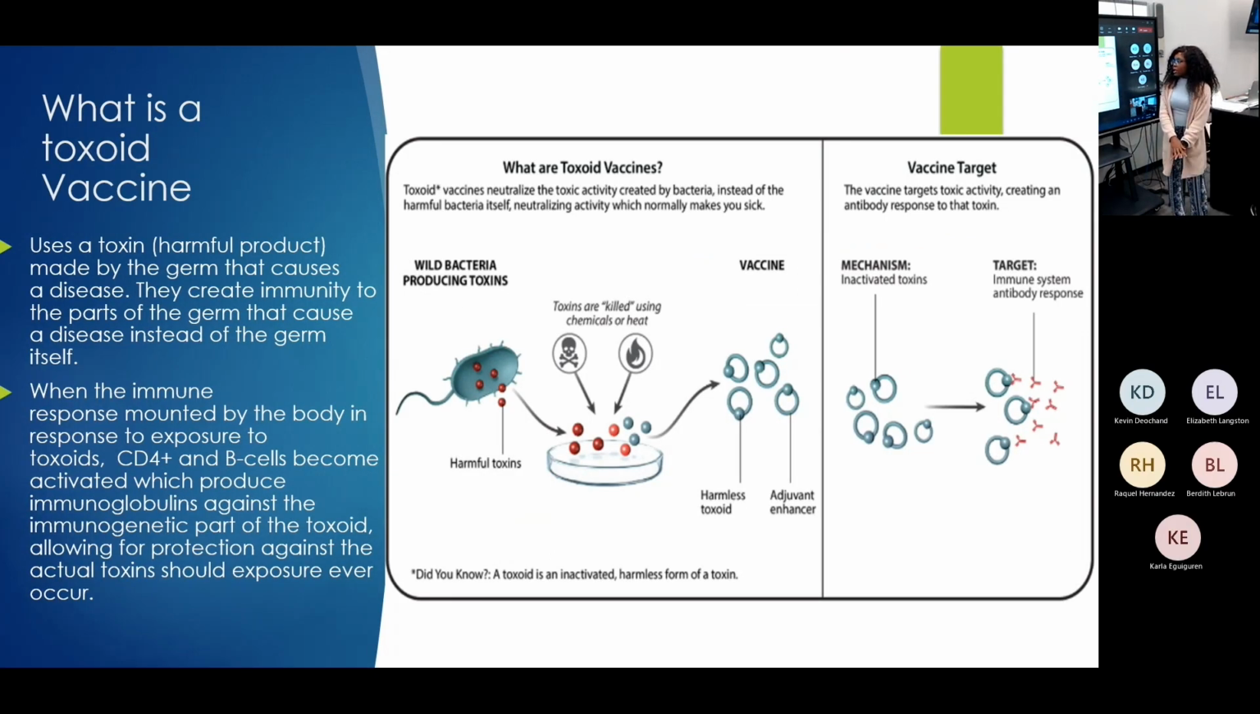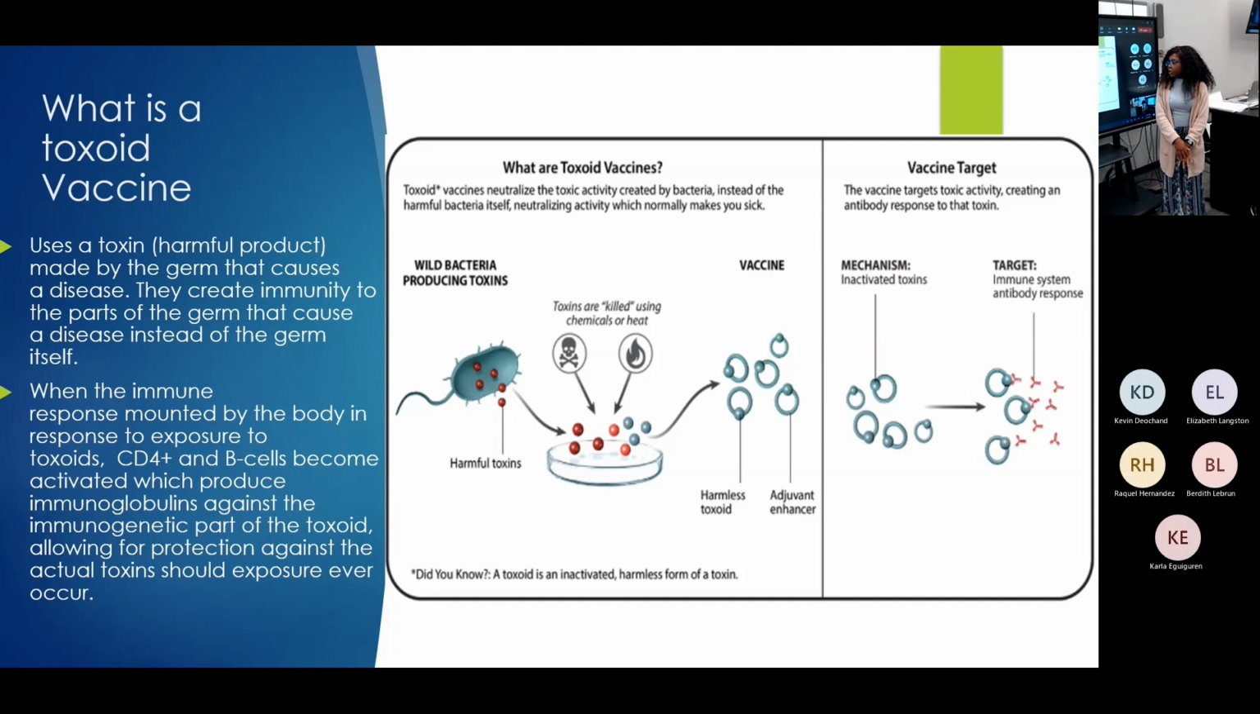And so, what is a toxoid vaccine? It uses a toxin that's made by the germ that causes the disease. They create immunity to the part of the germ that causes the disease instead of the germ itself.